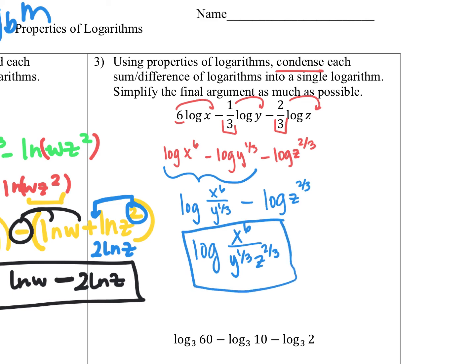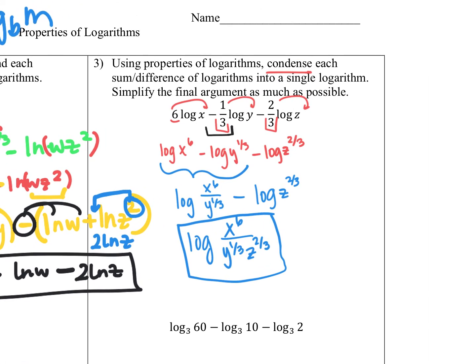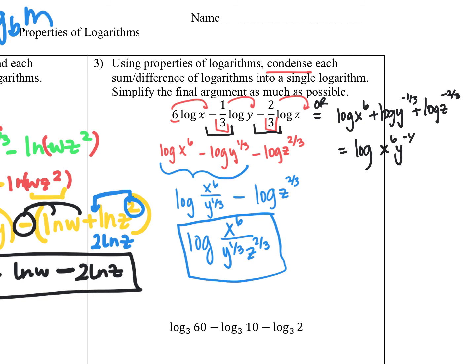One other way that you could have thought about this, instead of taking just the 1/3 here, if you took negative 1/3 and negative 2/3, you could have been thinking this is log of x to the 6th plus log of y to the negative 1/3 plus log of z to the negative 2/3 power. Now you have a whole bunch of logs being added. We can rewrite this as a single log of their product, x to the 6th, y to the negative 1/3, z to the negative 2/3.